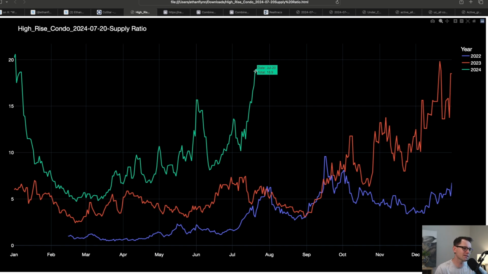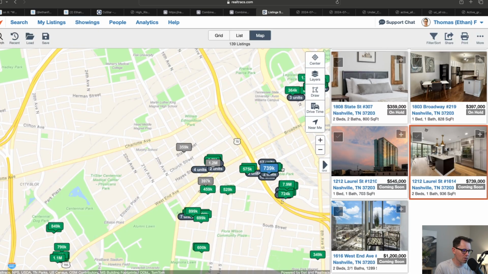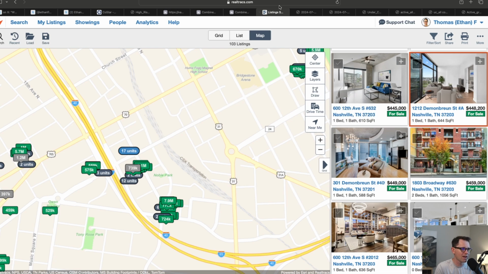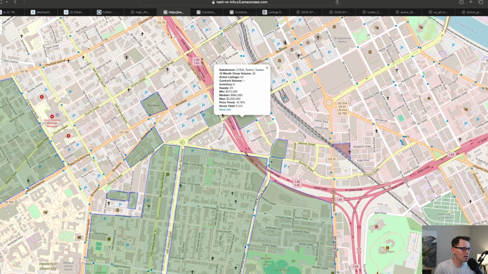Guys, look at the risk here. What this shows you is the equivalent of right now. It feels like there's 18 months supply of high rise condos. We go to RealTracks. What is going on at 1212? I mean, I'm talking a ton of listings at 1212. Let's go to my map here. Okay, 1212. Here we are.